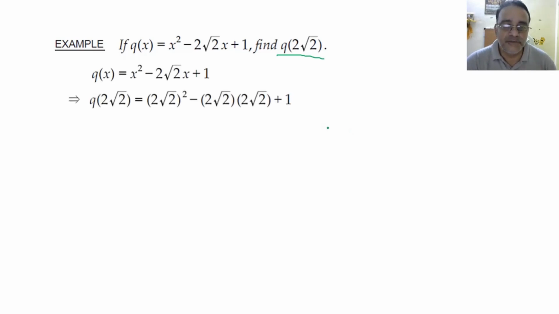So now we have substituted. In place of x, here it is 2 root 2 whole square, and here 2 root 2, plus 1. So what is the square of 2 root 2? 8. Sir, 8. And this is also a square in a way, 2 root 2 into 2 root 2, so this is also 8. So this will be cancelled and we'll get only 1. Any doubt? No, sir. We'll see one more example.